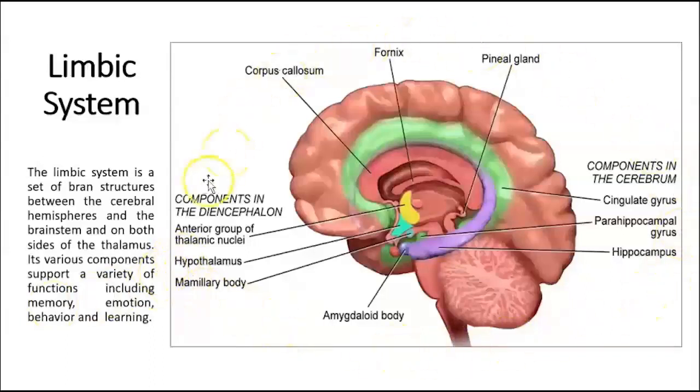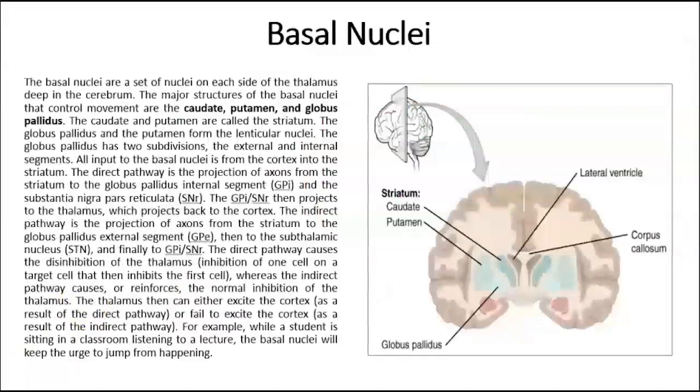Depending on the book that you're going to read, you're going to see that different areas are part of it. But there are three main areas that everybody basically agrees on, which are the cingulate gyrus, the hippocampus, as well as the amygdala. The cingulate gyrus is this one right here on top of the corpus callosum. Right here, you're going to have the hippocampus, and the amygdala. The amygdala is in control of emotion, and the hippocampus is very important in memory. The next topic is going to be the basal nuclei.